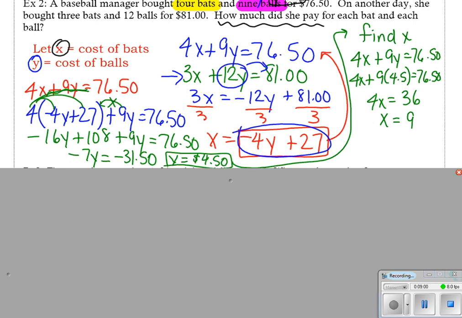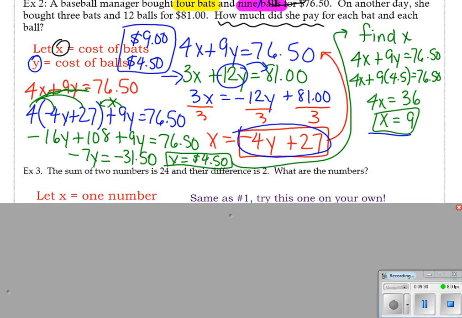Okay, so now I want to come back and label the cost of my bats. That's my x. That's $9. And the cost of the balls was $4.50. Again, you're going to want to check this and make sure that when you substitute in that x and that y, each equation is going to balance.